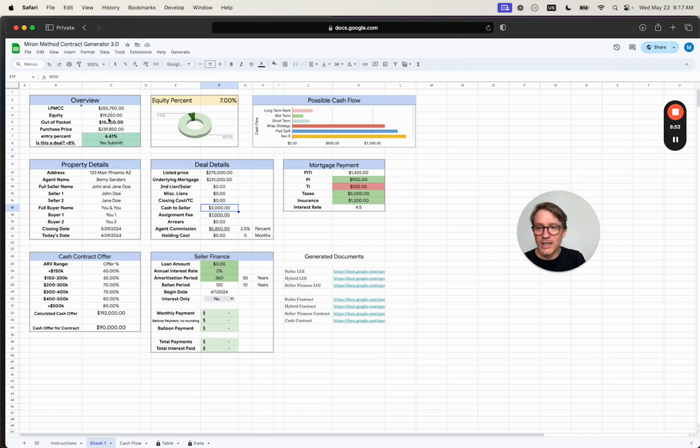Okay, so can I give them 15? I can't. That's way too high. What I could do is bring the agent down, bring my assignment down. I can't even do that. So this would be hard pressed to make this into a deal. Maybe something like this. No. It would be hard to do this deal.